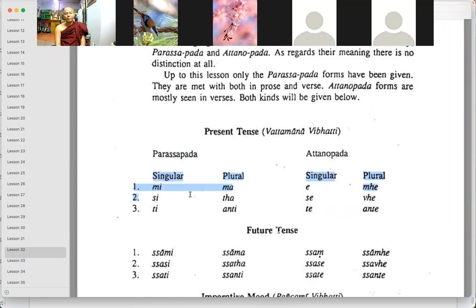So what is the difference? Now in Pali stage, there is no difference between them. Nothing different. But based on the technical term, parasabada means for others, so these endings are used for others, but adenobada means for oneself. So, for example, when we say Buriso odanam bajeti, in the sentence here.